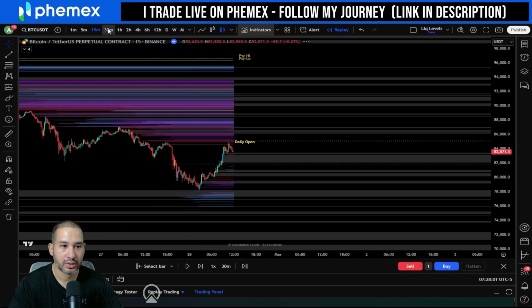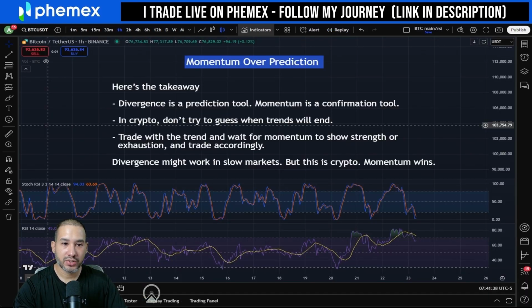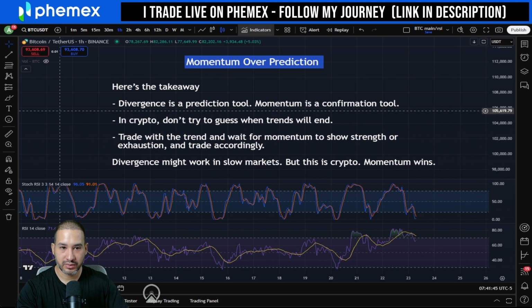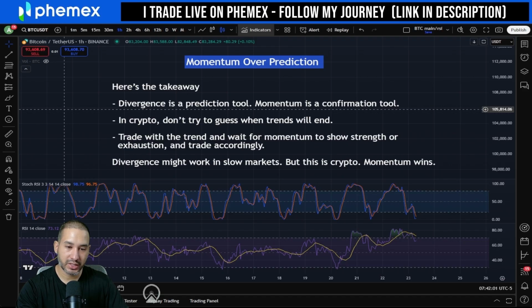So yeah, guys, momentum over predicting, right? We want to react and not predict. So this is why I favor momentum. Here's the overall takeaway. Divergence is a prediction tool. This is why I don't use the RSI for divergence. I use the RSI for momentum as a confirmation tool. In crypto, don't try to guess when the trend ends. Instead, find the trend, get in it, and trade with the trend. That's the best I could give for any beginner to intermediate traders.